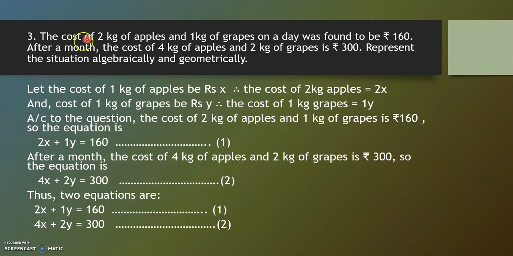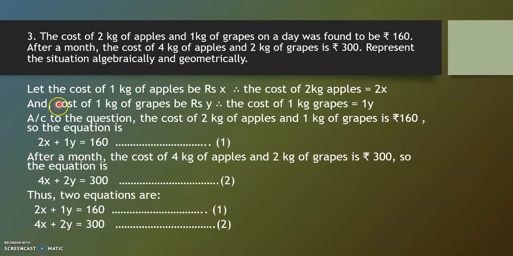Question number third says the cost of 2 kg of apples and 1 kg of grapes on a day was found to be rupees 160. After a month, the cost of 4 kilogram of apples and 2 kilogram of grapes was found to be 300 rupees. Represent the situation algebraically and geometrically.